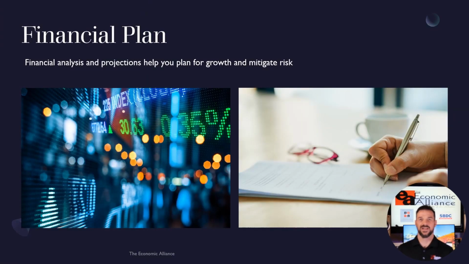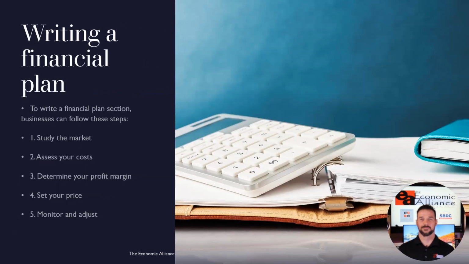The financial plan is a crucial component that outlines the financial projections of a business. It provides an overview of the company's financial health and helps investors understand the viability of the business. The financial plan section should include several key components, including sales forecasts, expense budgets, profit and loss statement, cash flow statements, and the balance sheet statement. To write the financial plan section, follow these steps. Study the market. Assess your costs. Determine your profit margin, set your price, monitor and adjust.